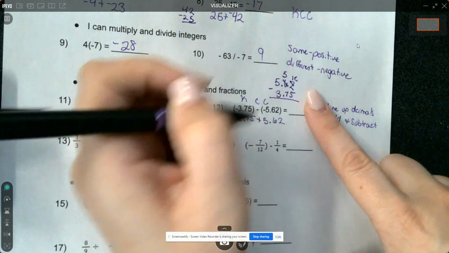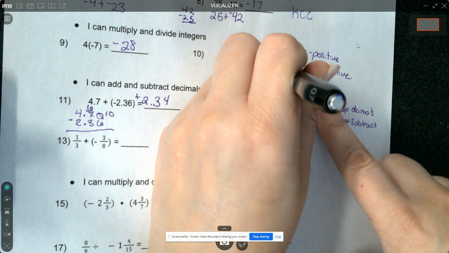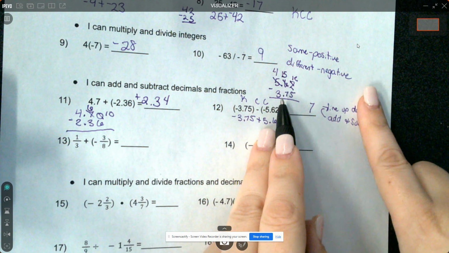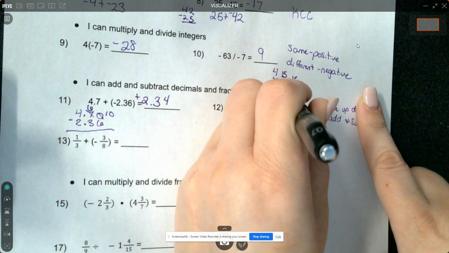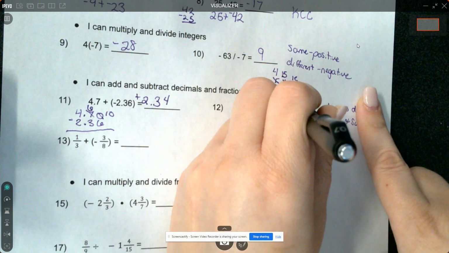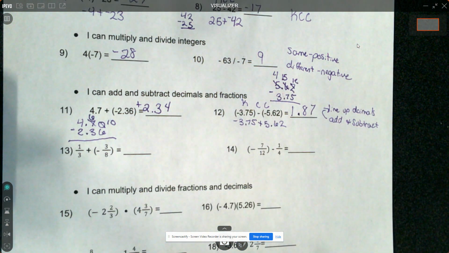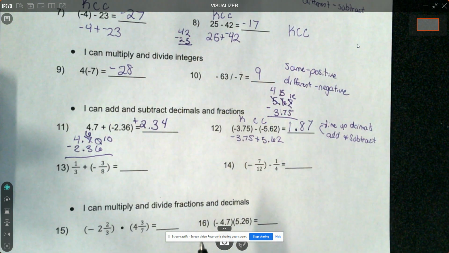5, can't do 5 minus 7. Make it a 15. 15 minus 7 is 8. 4 minus 3 is 1. And my decimal is going to come straight down. Is my answer going to be positive or negative, Seawin? It's going to be positive because the 5 is larger.